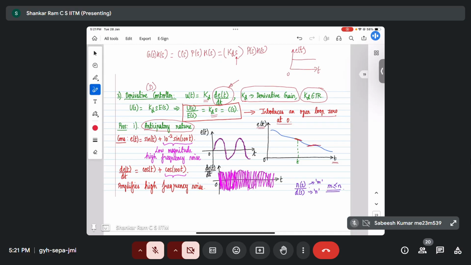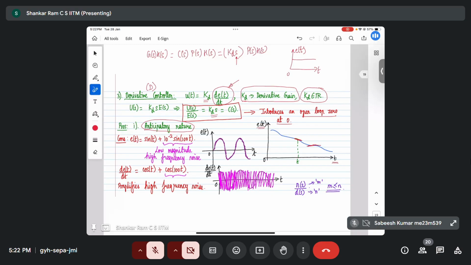Exactly, right? So let's say we have a hypothetical scenario where the error is constant with respect to time. When you and I take the derivative, the derivative becomes 0. As a result, although there is a non-zero error, there is no control action because u of t becomes 0. Okay, so that is one of the issues with the derivative controller.